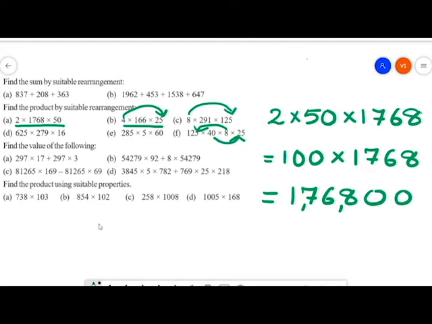Now let's see the next question. Here we can apply distributive property in this question. Okay, so let's do it.